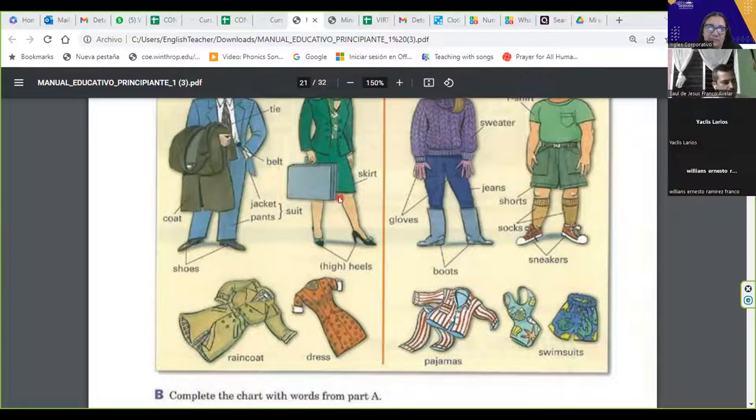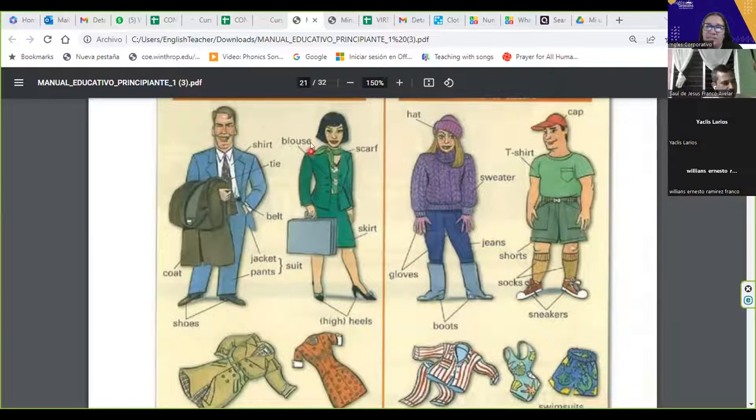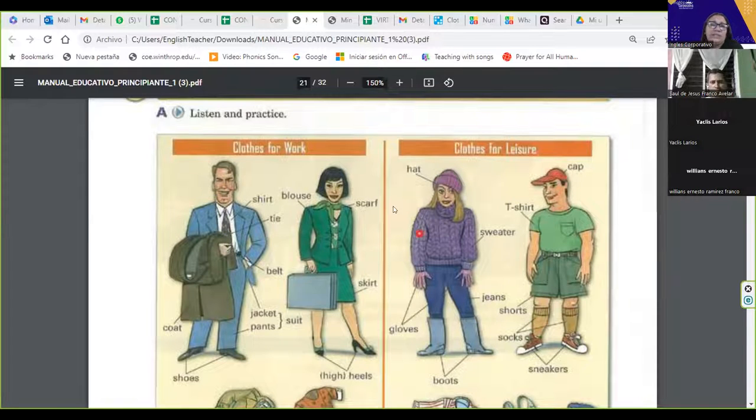And dress, en caso de que no estuviera usando, porque si la chica también lleva una jacket y una falda de corte traje, entonces es suit, corte sastre, sorry, así le llaman. And the man has also the very similar jacket and pants, the same clothes, como de la misma tela, so they say it's a suit. And then clothes for leisure, hat, sweater, gloves, jeans, and boots. Once again, hat, sweater, gloves, jeans, boots.